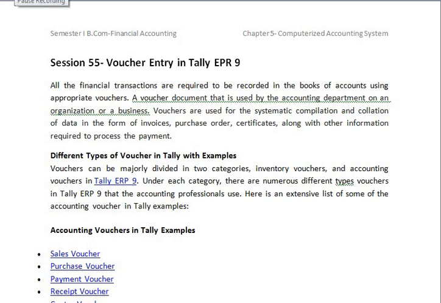Hello students, this is session number 55 of computerized accounting system. In this session, we'll understand about voucher entries in Tally.